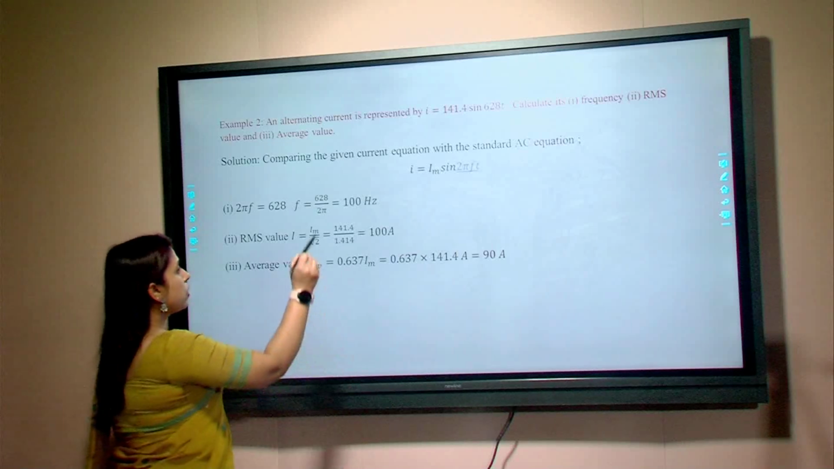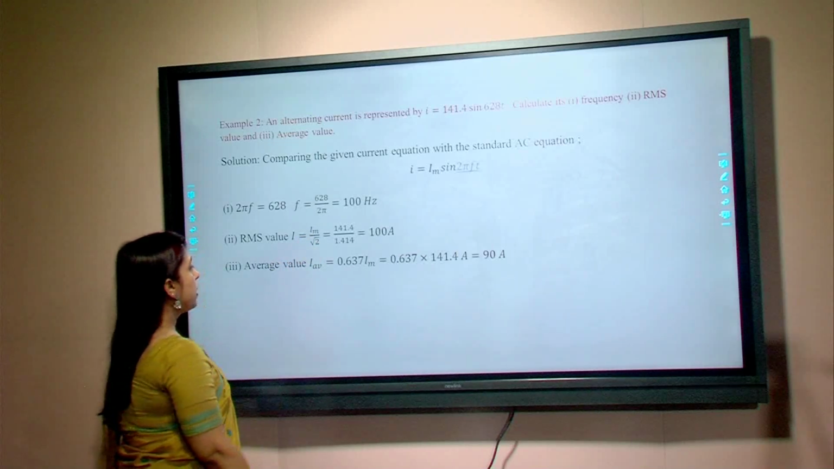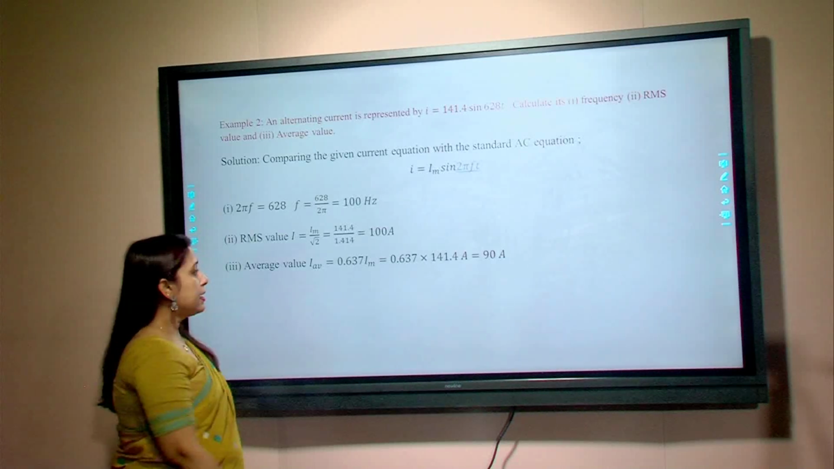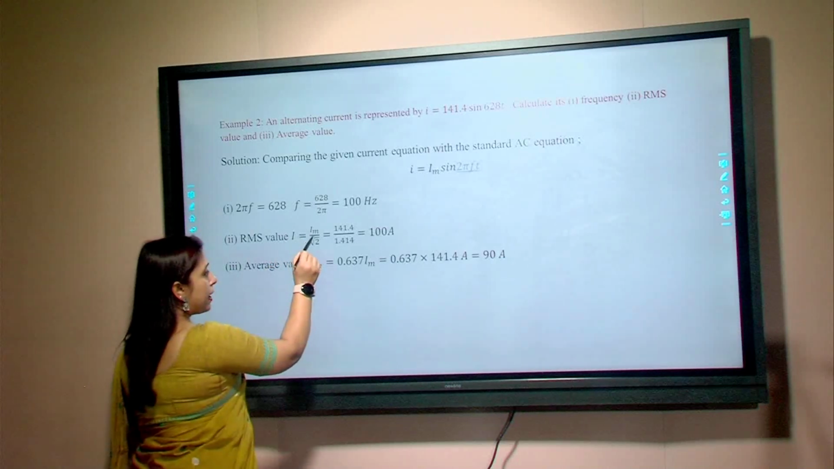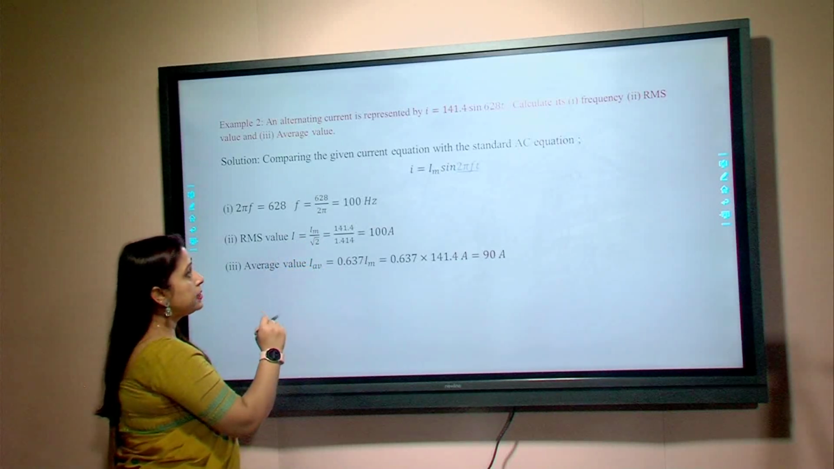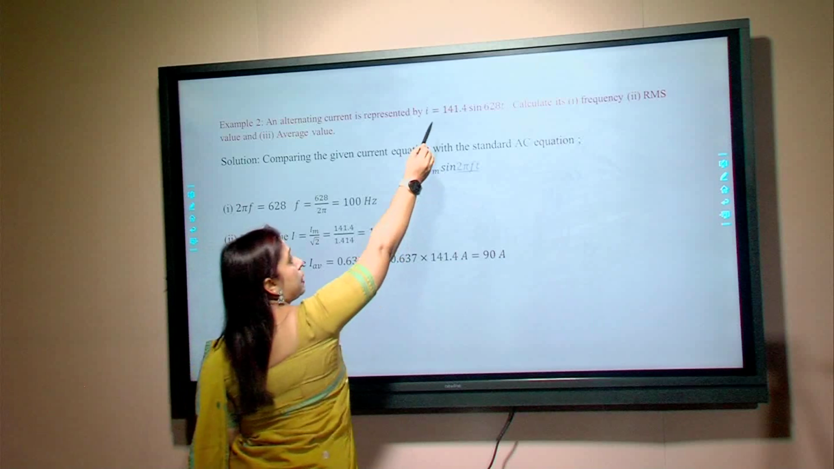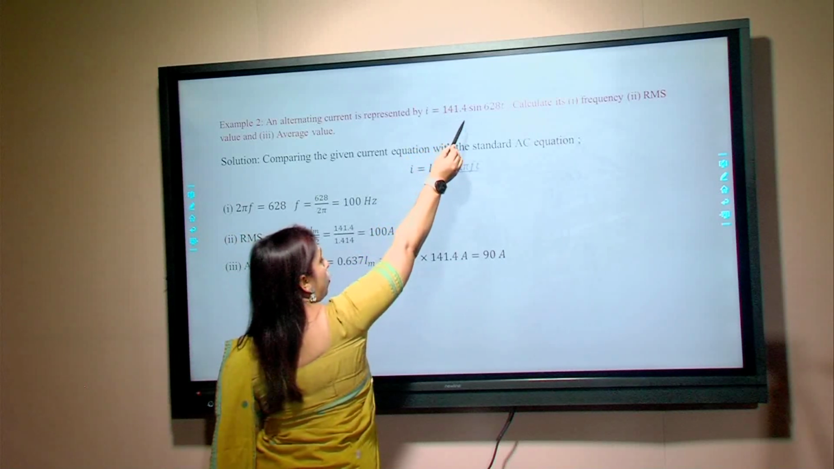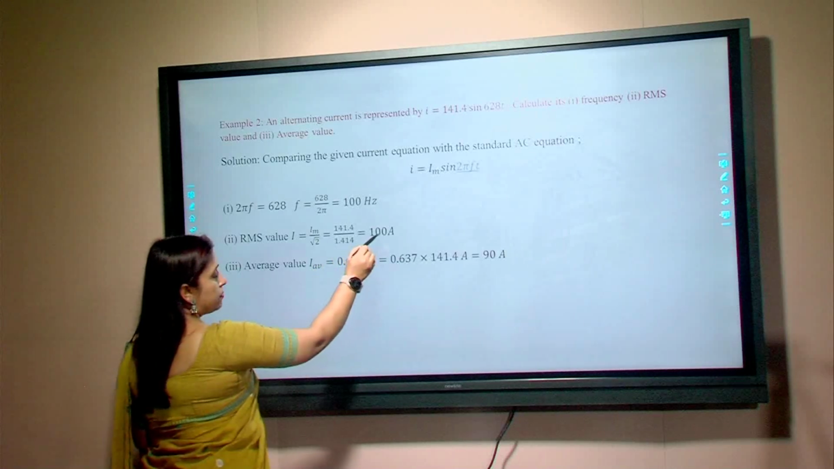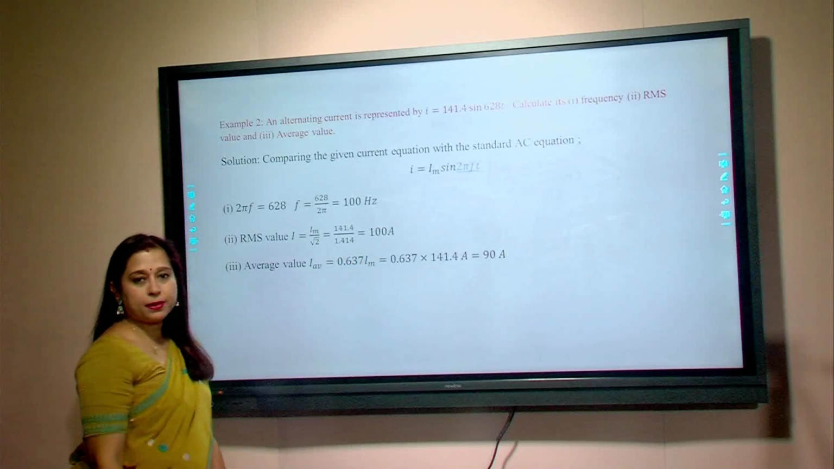Okay. If we go for finding the RMS value, the relation between RMS value and maximum current is I equal to Im by root 2, where Im is the maximum or peak current. Here the maximum or peak current is 141.4 ampere. If we put the values, it comes out to be 100 ampere.